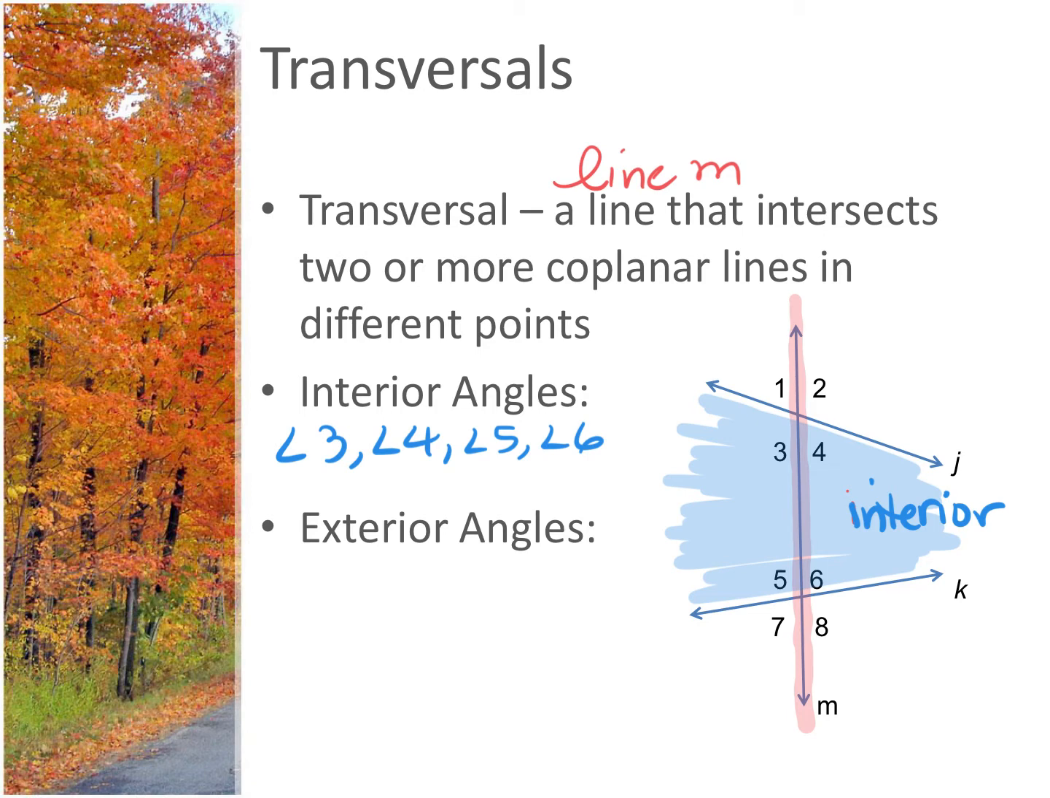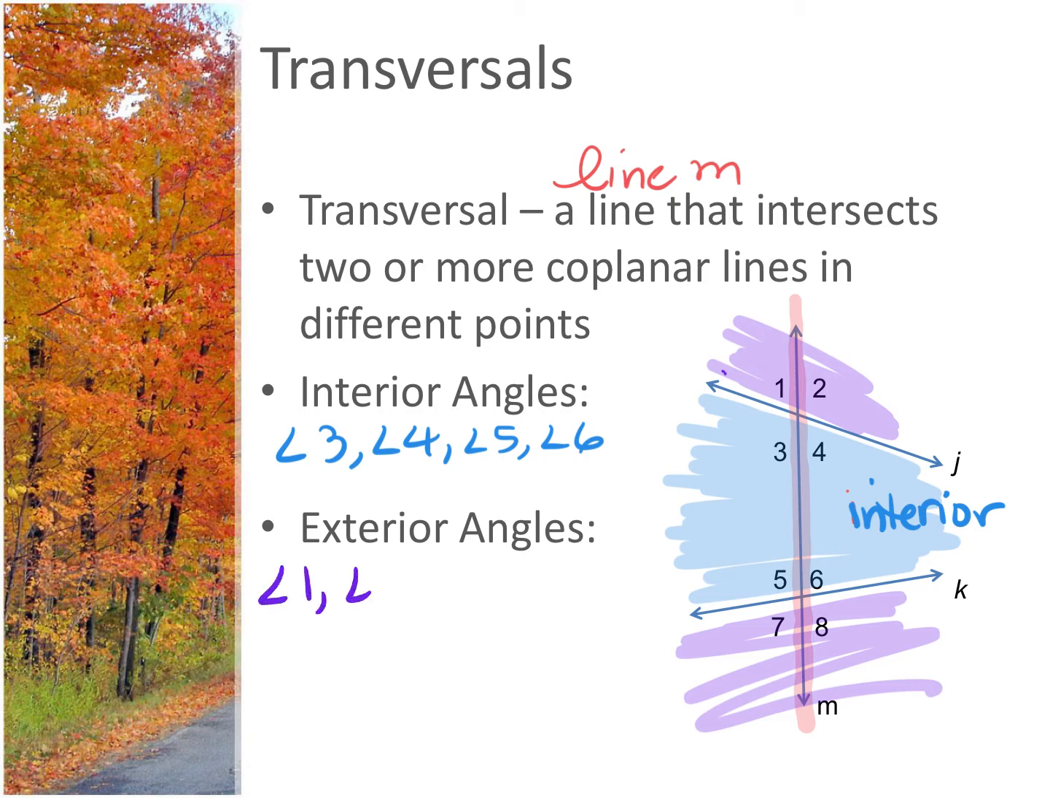Then the exterior angles, or the angles that are outside of the two coplanar lines, that could be 1 and 2, and 7 and 8. They're outside of the two coplanar lines. So angle 1, angle 2, angle 7, and angle 8. Those are the exterior. Think of it as exiting the two coplanar lines.